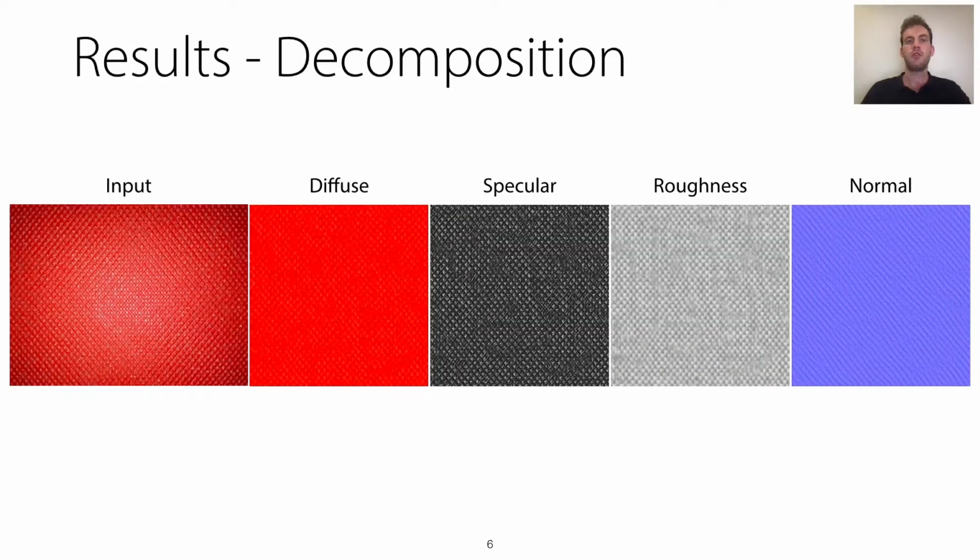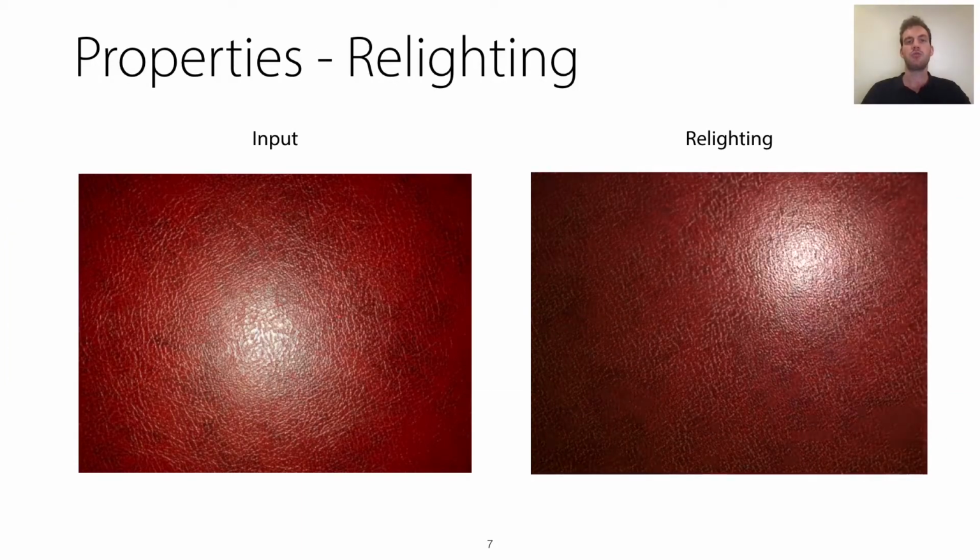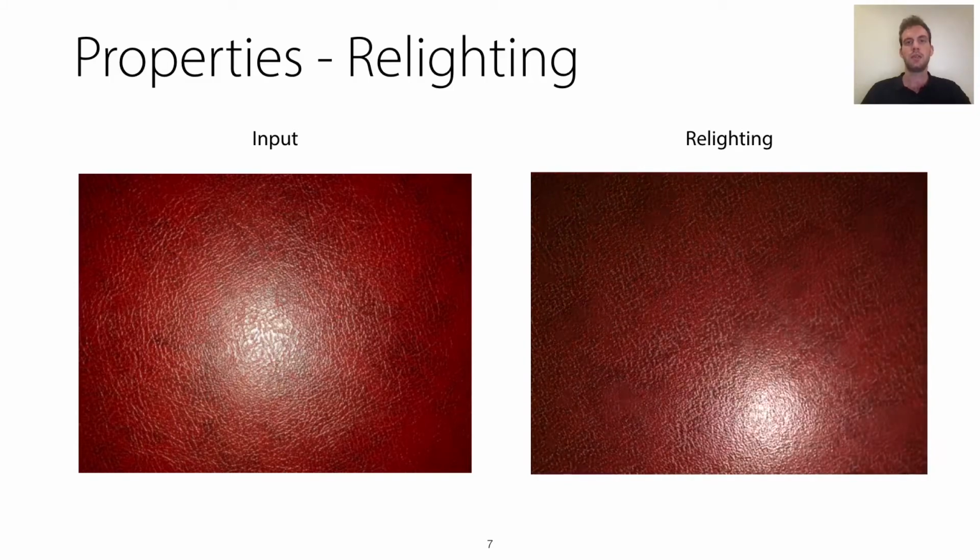Next, let's have a look at the results of our method. Given an input image on the left, our algorithm produces diffuse, specular, roughness, and normal maps. Here, we can see a red plastic. As we can see, there are no repetitive patterns or any baked-in flash highlights visible. Having retrieved the BRDF maps allows us to relight the input. In this case, we show a red leather.